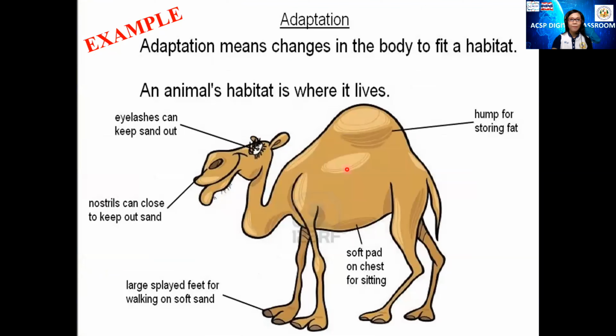Another example, the camel in the desert. The camel has thick eyelashes that can keep sand out. The nostrils can close and open to keep out the sand. It has large feet for walking on soft sand, soft pads for sitting, and a hump for storing fat and also water. So these are examples of your work, how to do it.